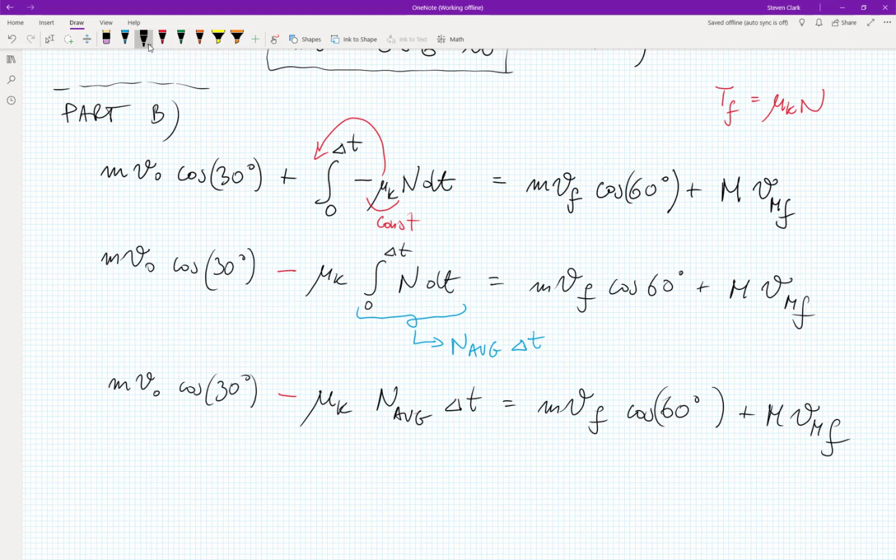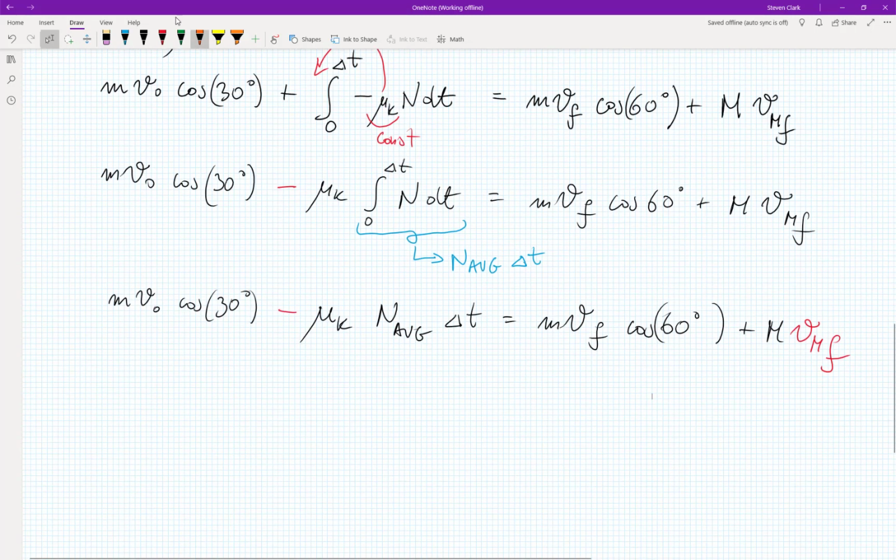Okay, so again, we ended up with one equation and surprisingly one unknown. Yeah, in this equation, we know everything besides this value. So again, plug in values, grab your calculator, and obtain that V final is approximately 2.25 feet per second. Okay, any questions?